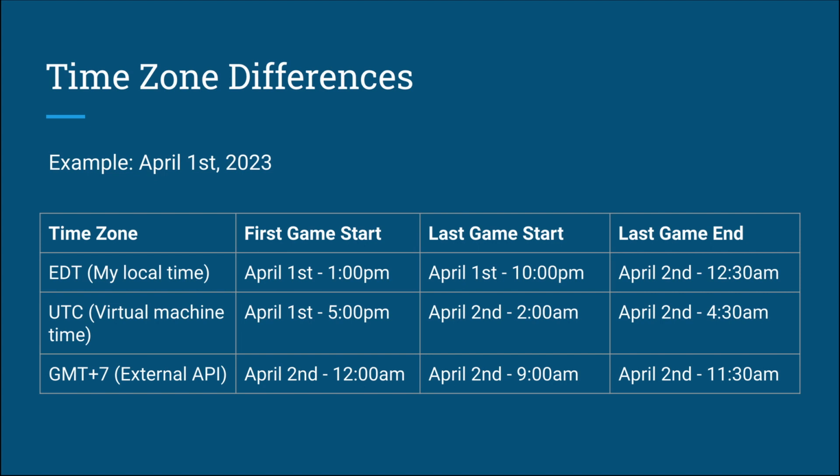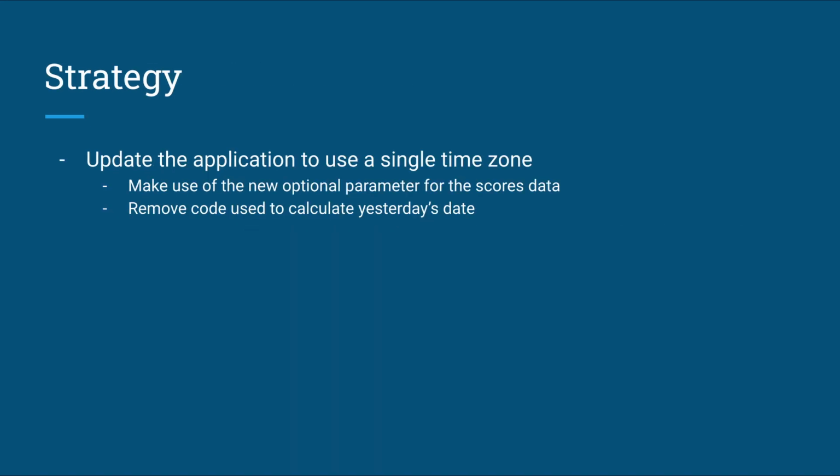If you look at the table, halfway through the period in which games are being played, the date changes. As a result, I had to include a lot of code to make sure I'm using the correct date as part of the request to the API. So how can we solve this problem? This chaos would be a lot simpler if the same time zone was used within the Node.js server and also within the data returned by the API.